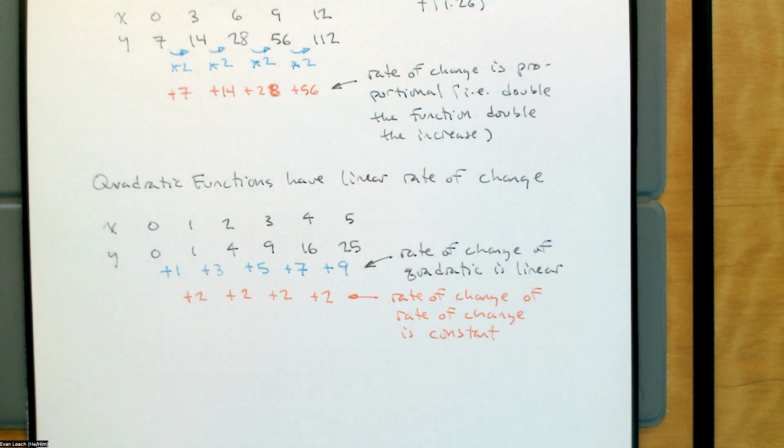The rate of change of the quadratic is linear. The rate of change of that rate of change is constant. Because that's what a linear function has, a constant rate of change. For those of you with a secret mathematical knowledge of derivatives, yes, this is just the second derivative. When we say rate of change, we're going to be talking about derivative. When we say the rate of change of the rate of change, that's just the second derivative.